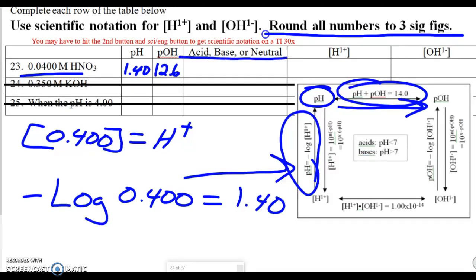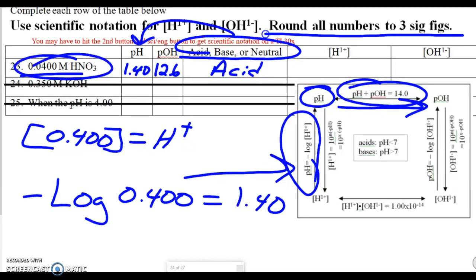When it says acid, base, or neutral, I would always refer that back to the pH. The pH is less than 7, therefore it is an acid. What's my hydrogen ion concentration? Well, this is a strong acid, so my hydrogen ion concentration is going to be equal to that molarity.